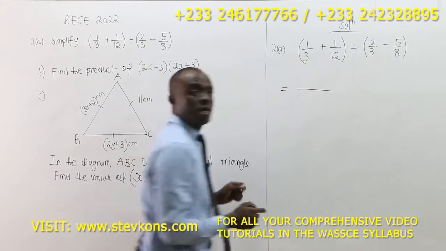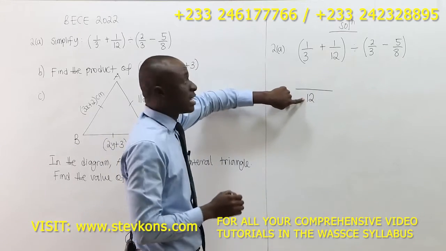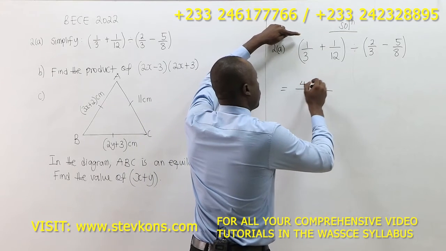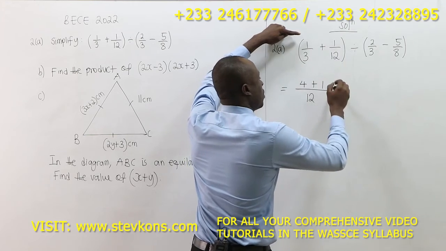3 and 12. What's the LCM? LCM is 12. 3 goes into 12 four times. 4 times 1, we have 4. Plus, 12 goes into 12 one time. 1 times 1, we have 1.